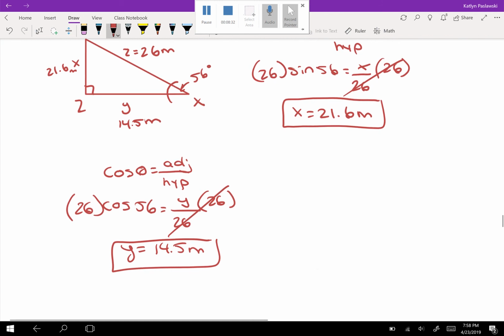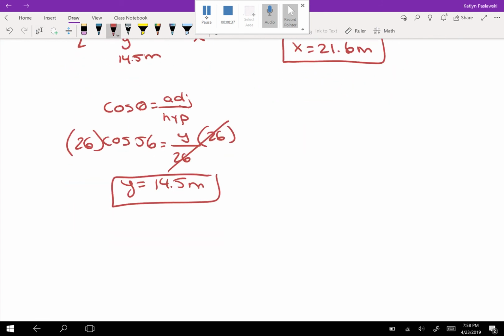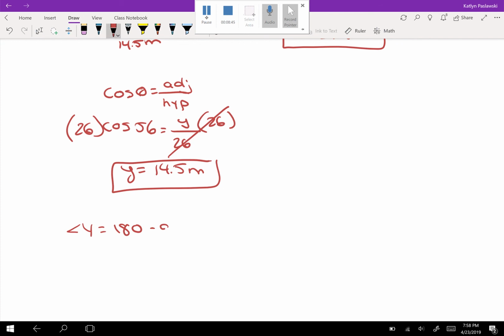And my final task is to solve for angle y. I can use the 180-degree rule, so all triangles add up to 180 degrees. I know that angle z is 90 degrees and angle x is 56 degrees. That remainder is 34 degrees for angle y. I have now solved all three sides and all three angles in the triangle. And that finishes lesson 5.